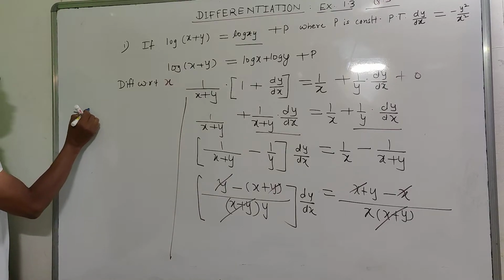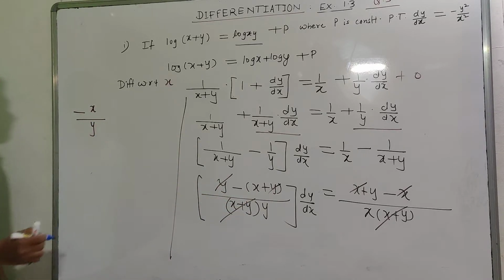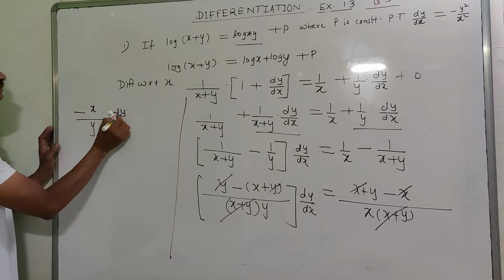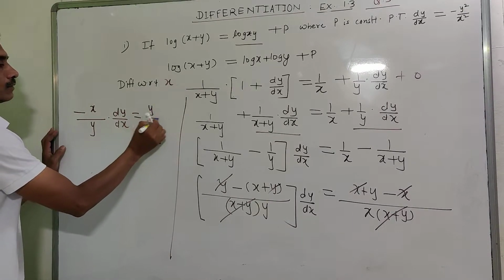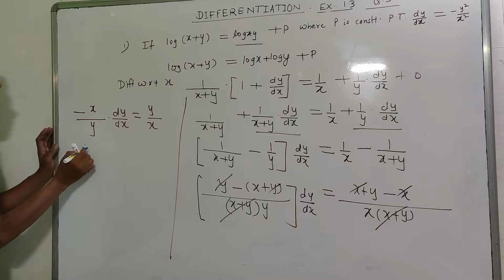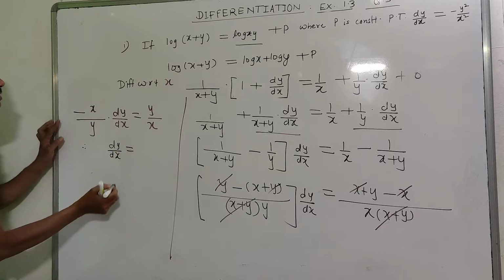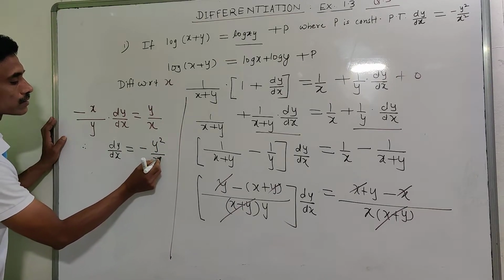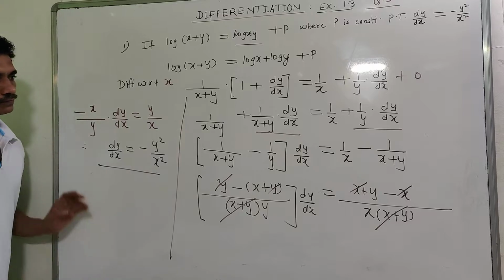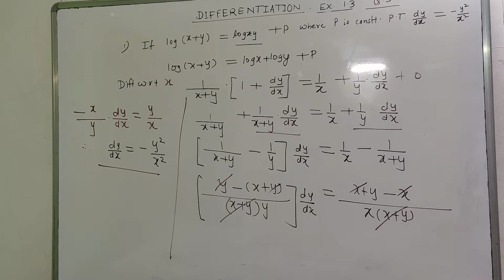In the left hand side we have 1 upon minus x upon y into dy by dx. Right hand side y upon x. Therefore required dy by dx is equal to, this minus sign will carry here, and cross multiplication will give us y square upon x square, which is required to show here. First of all, simplify log of x into y, then log x plus log y, and then differentiate with respect to x.